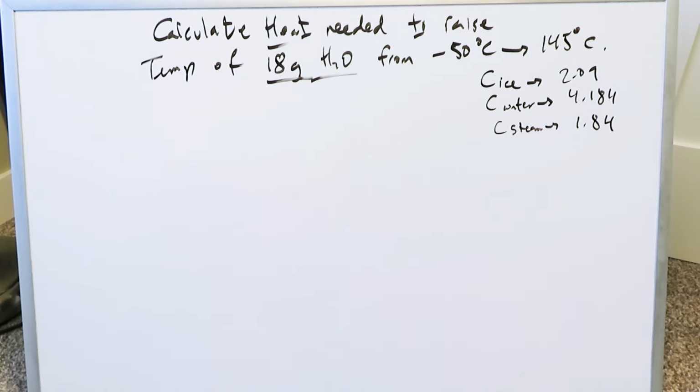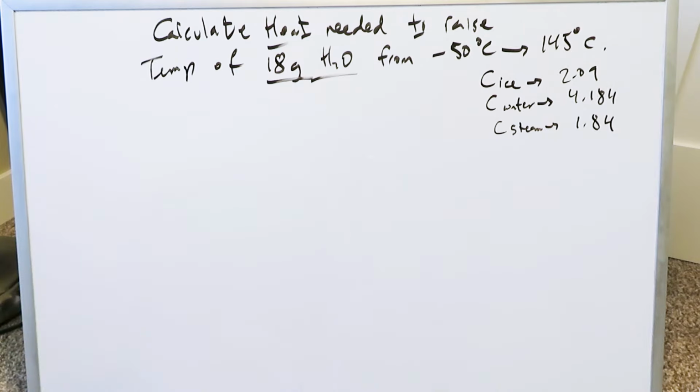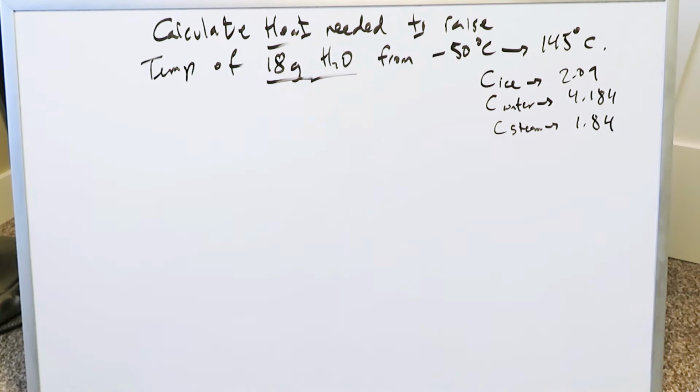A very interesting and useful concept here, heat. We have to calculate the heat needed to raise the temperature of 18 grams of water from minus 50 degrees Celsius to 145 degrees Celsius. You know, when you're looking at water at minus 50, it'll be pure ice, solid ice. At 145, it'll be just entirely all steam. In between, you'll have changes in the transition, the states of water.